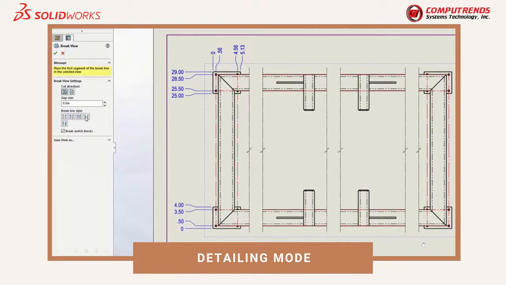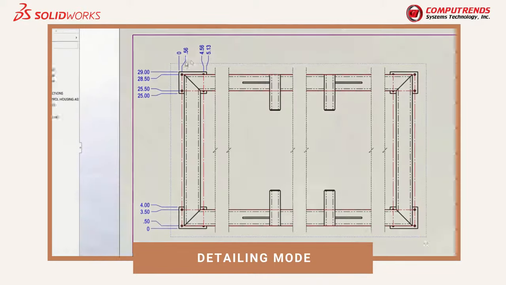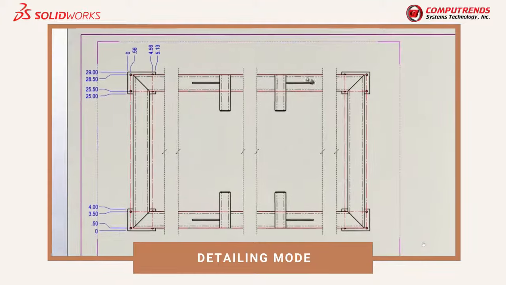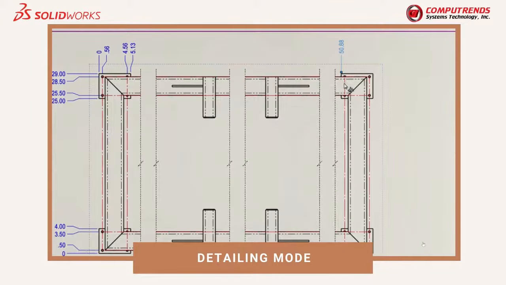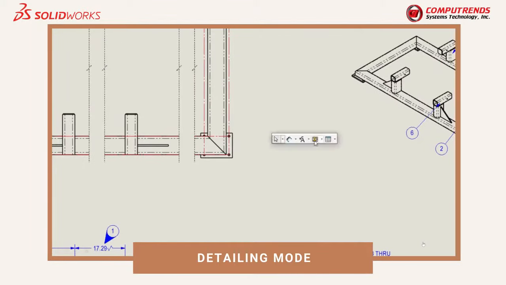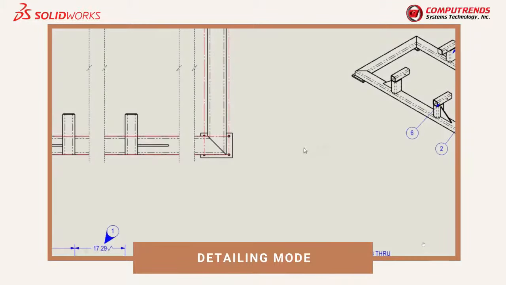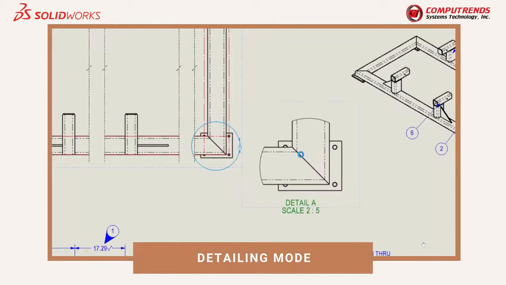Ordinate dimensions are supported, and we can now add additional items to existing ordinate dimensions, such as these edges and center lines. Detail views can now be created in the same manner as you would when the drawing is fully resolved. Just draw the detail circle or choose a sketch profile and place the view.